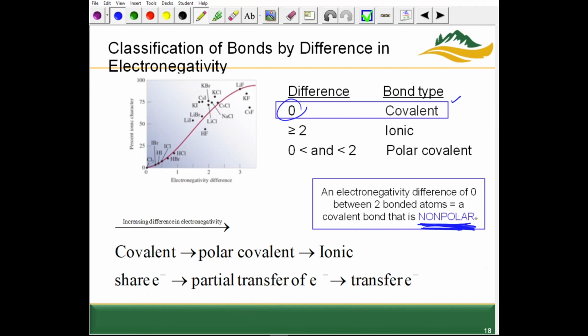To have polarity means we have some separation of charge. For nonpolar, we have no separation of charge. So no separation of positive or negative charge. We won't have any partial negative or partial positive charge, where those symbols again are partial positive and partial negative. With 0 difference in electronegativity, we won't have any partial charges, we just have a full sharing of electrons and an even sharing of electrons.